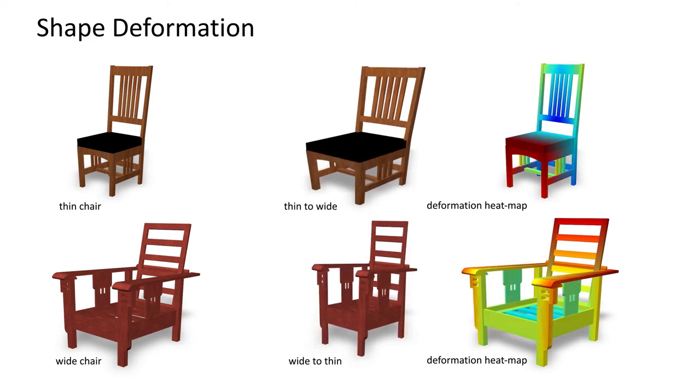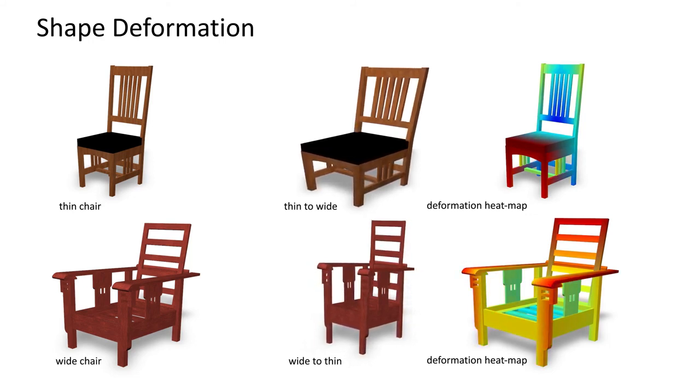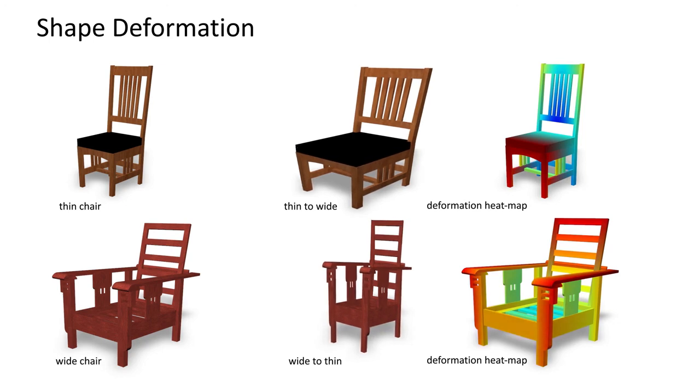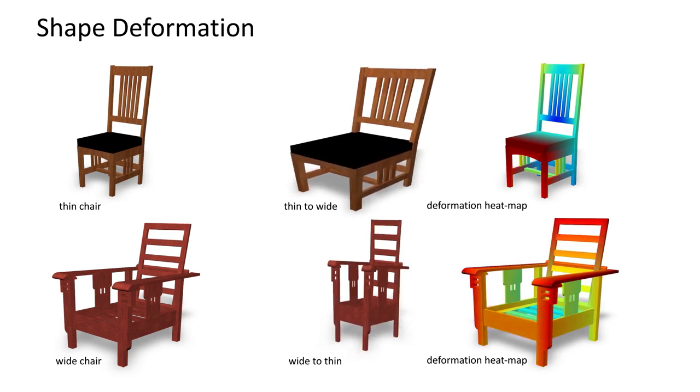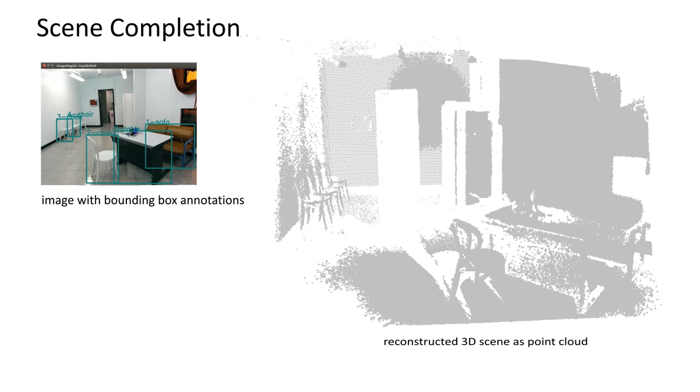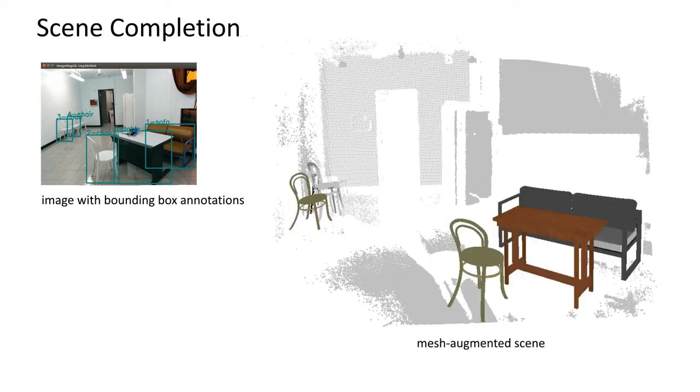The heat map indicates how much different parts of shapes deform. Red and blue highlight the areas of maximum and minimum deformation, respectively. Using our pipeline, we can recover a full CAD mesh that matches the partial point scan. This can be used to replace part of a scanned 3D scene with a mesh. Applications include scene modeling and editing for AR or visual effects scenarios.